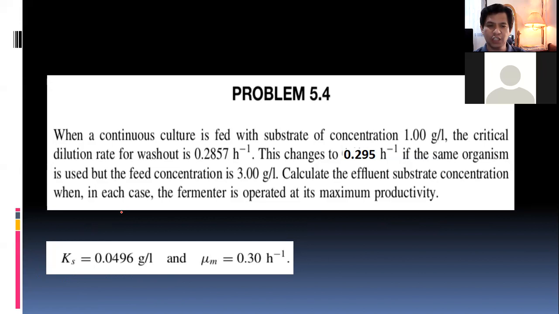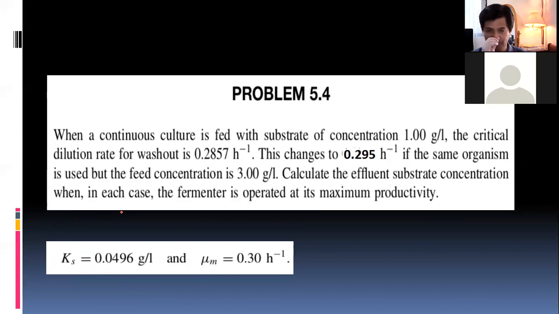Okay? When in each case, the fermenter is operated at its maximum productivity. Okay, you need to find the final effluent kasi, di ba? The final substrate concentration. So basically, S yung pinapahanap dito sa problem na to. This is from Colson. So ang ating Ks is 0.0496. Tapos yung Umax natin ay 0.3 per hour.